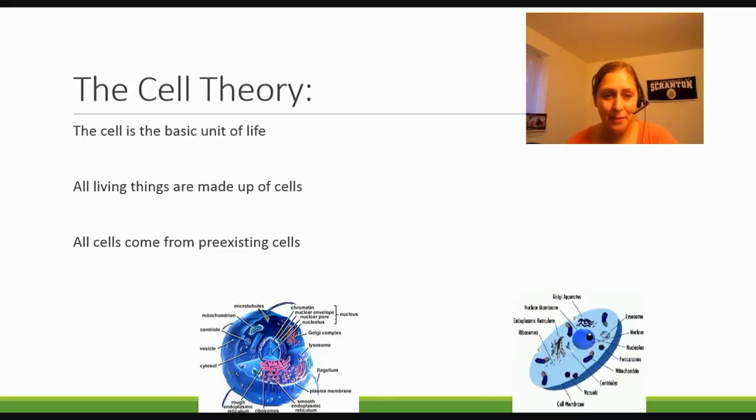And just to recap, the three most important facts about cell theory. The cell is the basic unit of life. That means all living things have their basic unit as the cell. All living things are made up of cells. Some are made of only one, and some are made of lots of cells. But all living things are made up of cells.